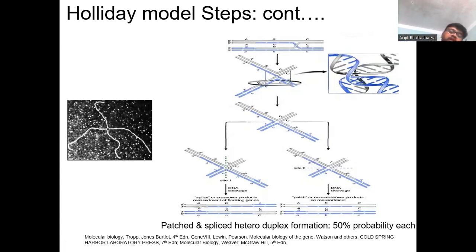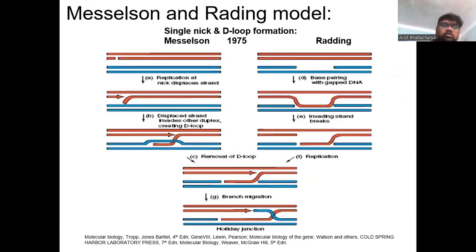Because this cut is presumably random, there is a 50% chance of patched and spliced heteroduplex formation. So probabilistically, in a recombination event, it can be a patched or a spliced heteroduplex. This is the model for recombination that was proposed by Holliday.